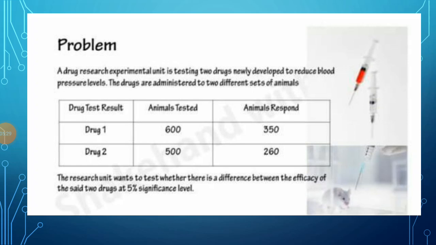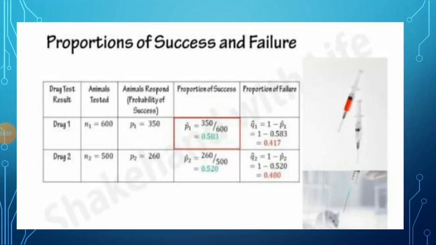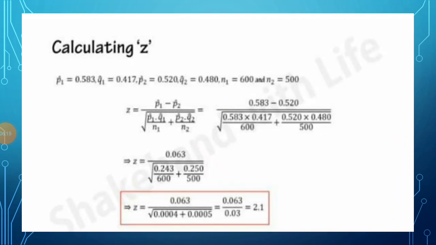Proportion of success in sample 1 is calculated as P1 equal to 350 by 600, which is 0.583, and proportion of failure Q1 is equal to 1 minus P1, which is 1 minus 0.583. We get 0.417. Proportion of success in sample 2 is P2 equal to 360 by 500. We get 0.520, and Q2 is equal to 1 minus P2. We get 1 minus 0.52. This will come out as 0.480. Now, replacing the values: P1 as 0.583, Q1 as 0.417, P2 as 0.520, Q2 as 0.480, N1 as 600 and N2 as 500.